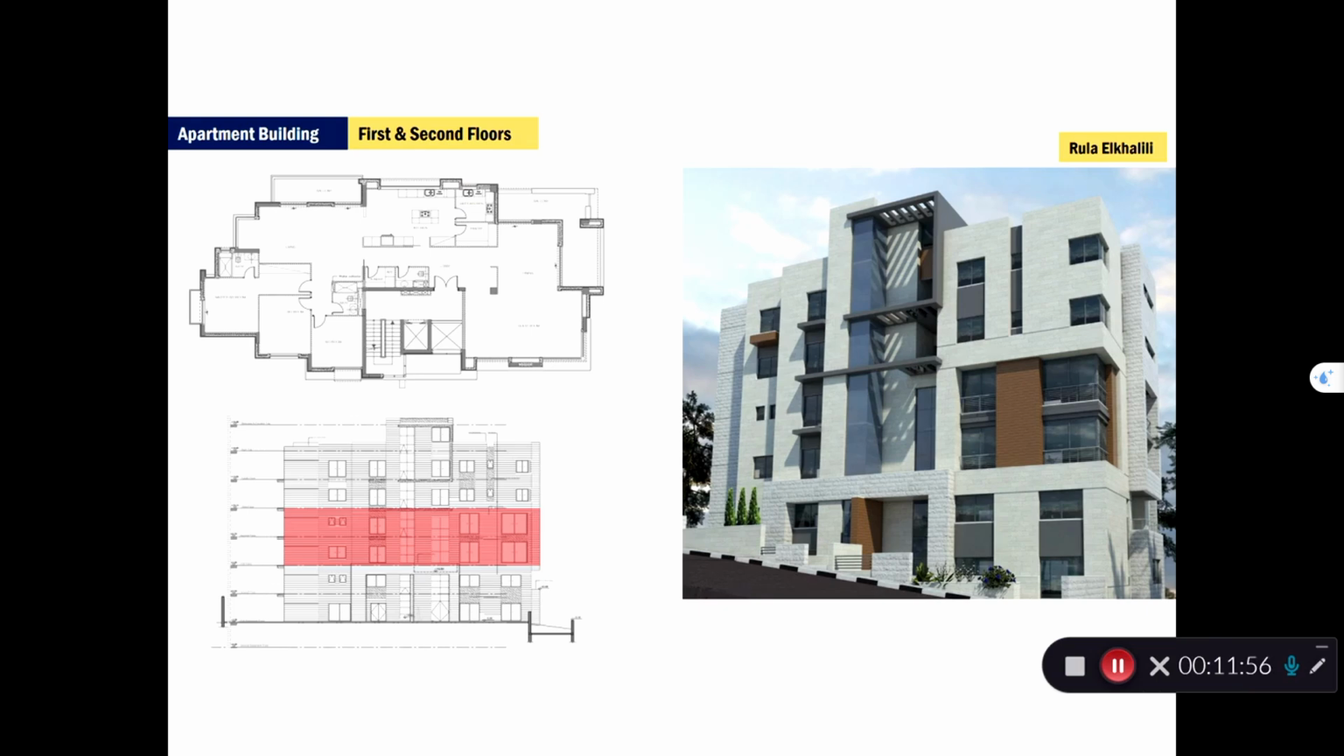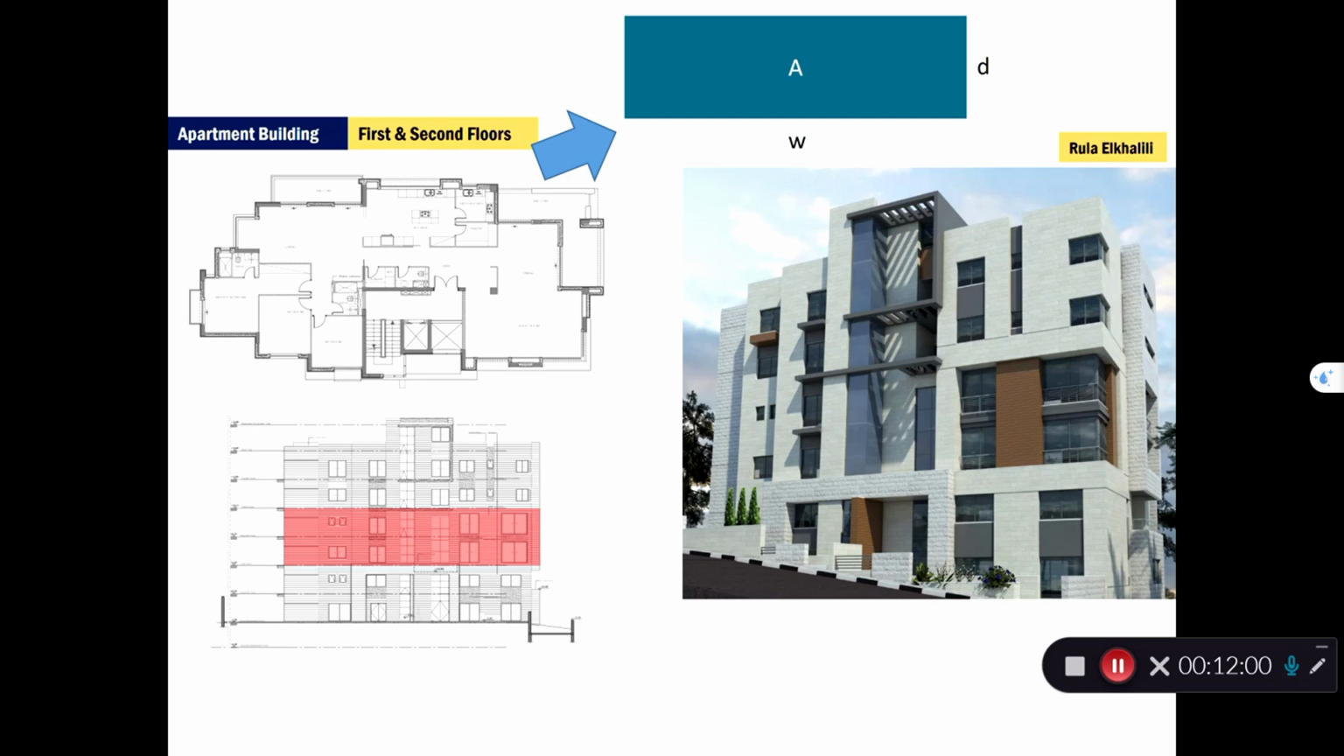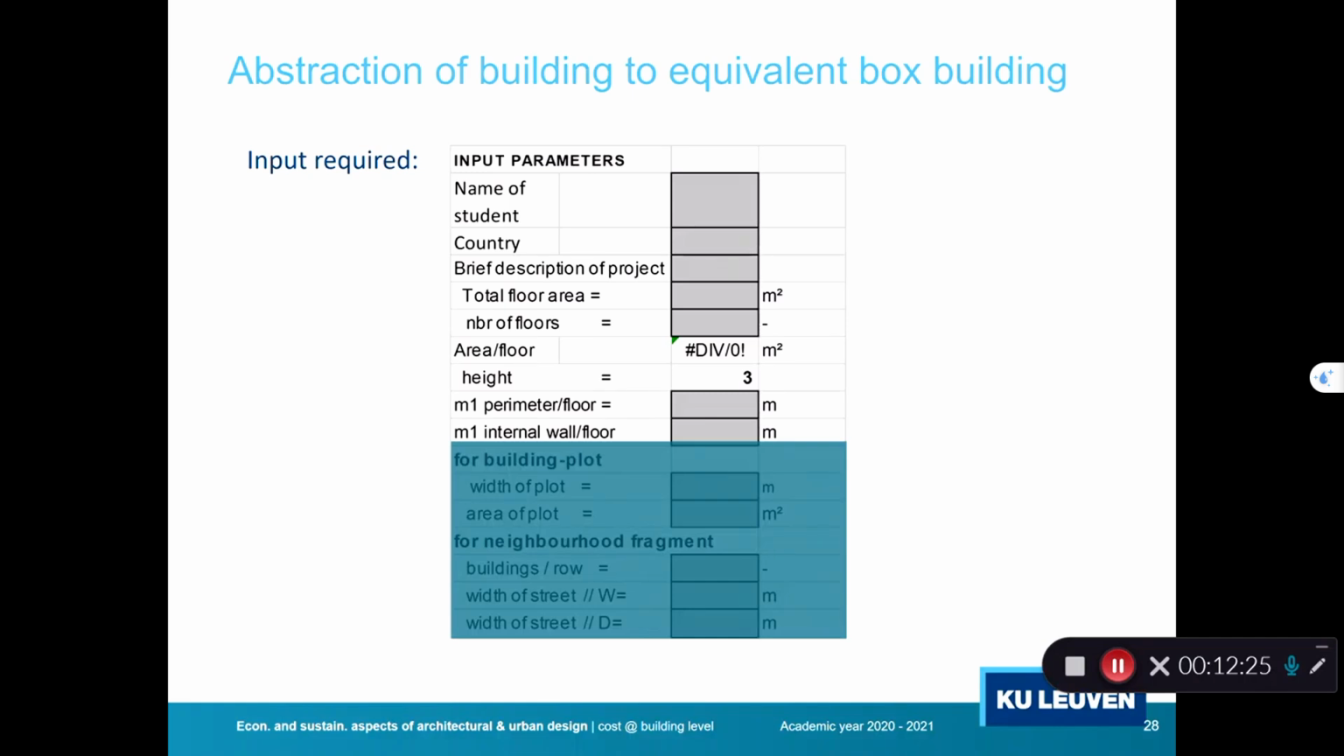So the aim is now to transform this building into a box building with a rectangular floor plan for each floor and the same floor plan for all floors. Now, how do we do this? How can we now transform this complex building or complex floor plan to a rectangular floor plan with a certain length and a certain depth of the building? Well, we do it as follows.